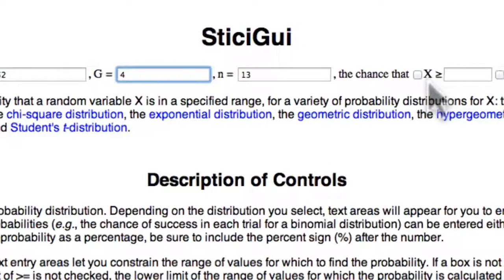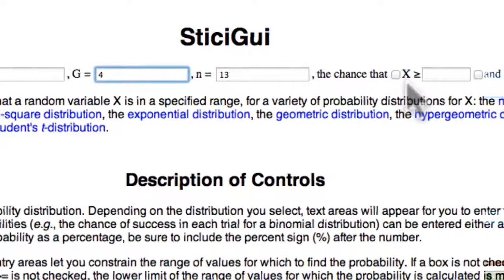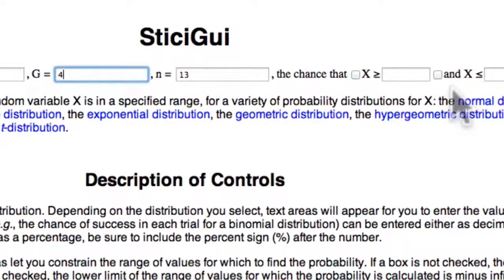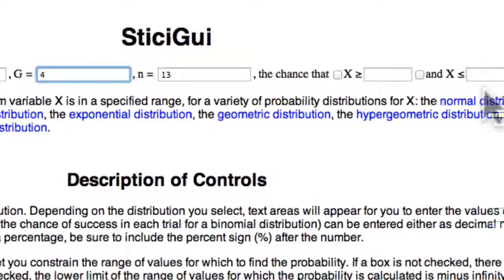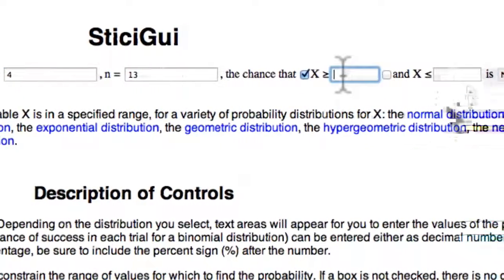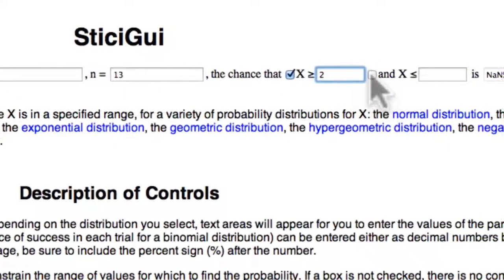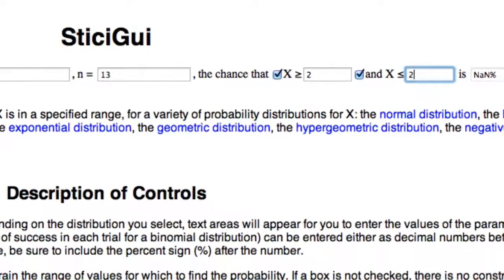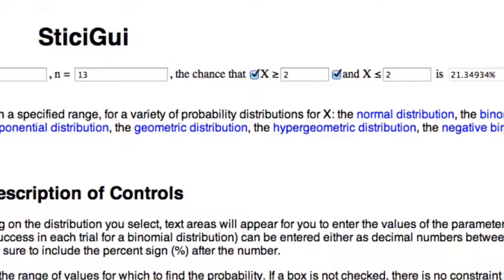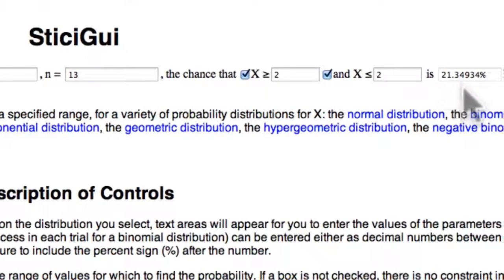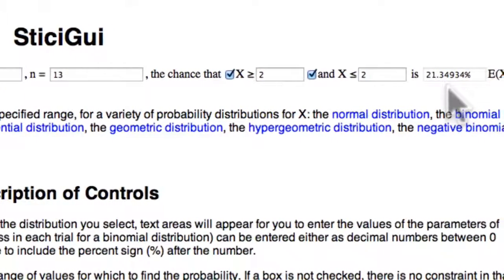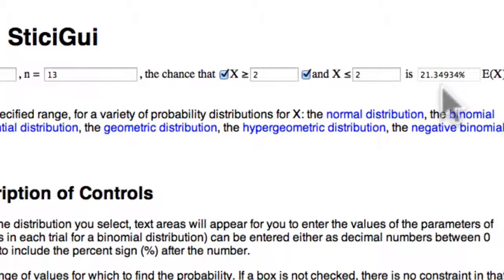X is the random variable. It is the number of aces, the number of good elements. And you'll recall from the previous segment, you have here an option to do x greater than or equal to and x less than or equal to. If you want equal to, then you want x to be greater than or equal to 2 and less than or equal to 2. And lo and behold, 0.2135, which is what we had by me doing the cancellation.